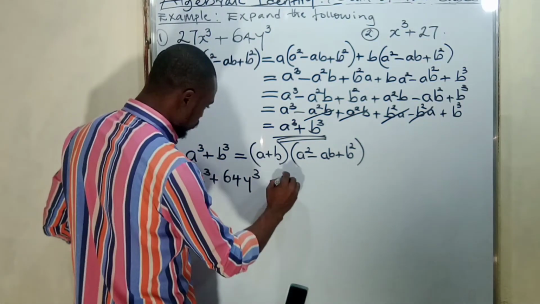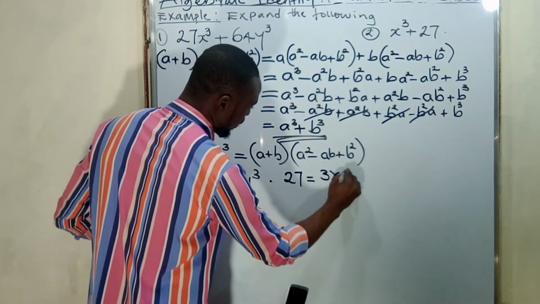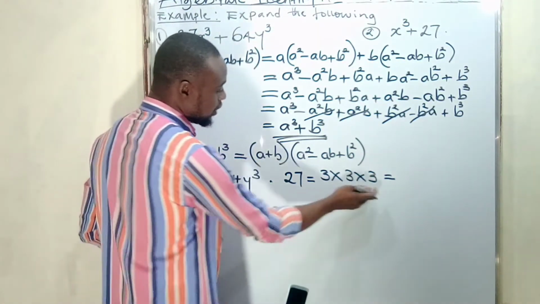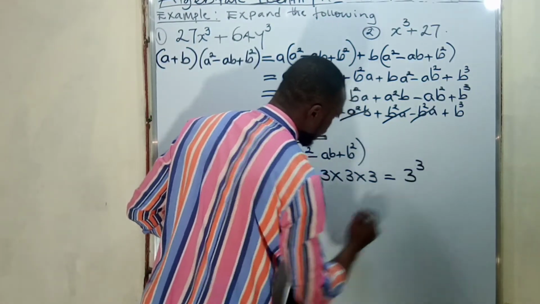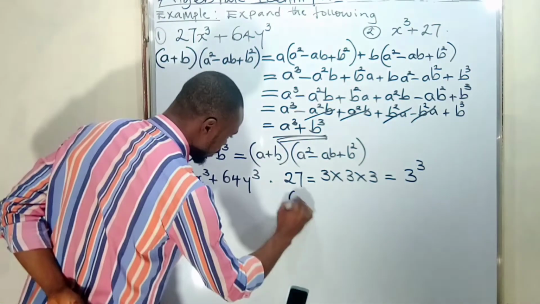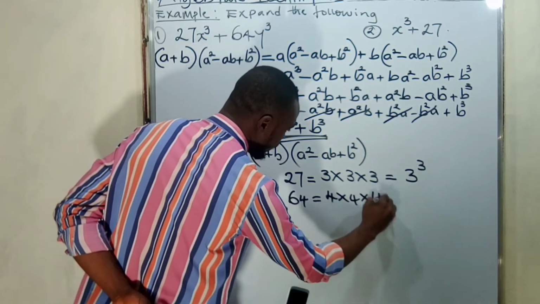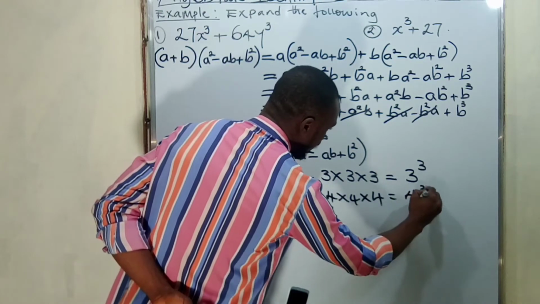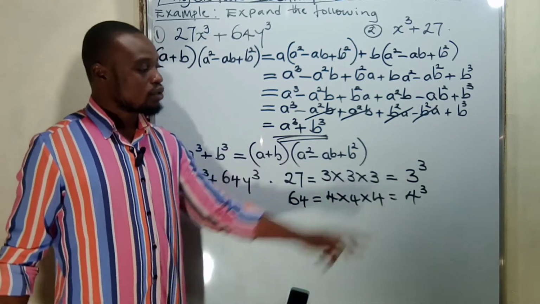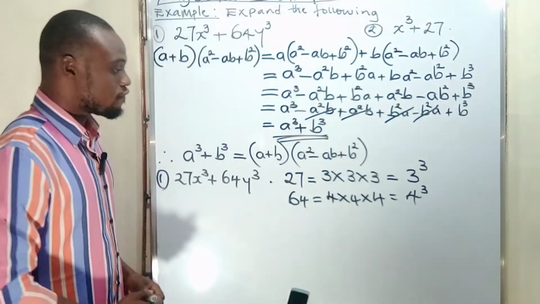So 27 is now equal to 3 multiplied by 3 multiplied by 3, which in index form is the same thing as 3 in 3 places. So we have 3 raised to the power of 3. So index form is a number written in a power. Also we have 64. 64 is the same thing as 4 multiplied by 4 multiplied by 4, and in index form is 4 raised to the power of 3. Good. Now, instead of 27, I'm going to write 3 raised to the power of 3, and instead of 64, I'm going to write 4 raised to the power of 3.